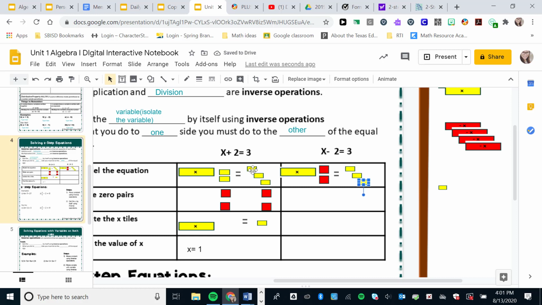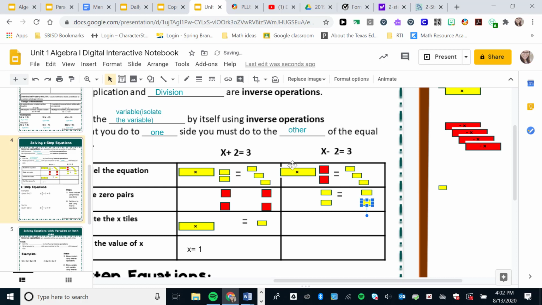Okay, so now I have to do the zero pair, but because I have a minus 2, I have to use inverse operation. So instead of using the negative 1 like I did here, I have to use positive. That is my zero pair. It's the opposite operation. So because I have negative 2, I have to do 2 positive units, right? And so what I do to one side, I have to do to the other side of the equal sign. So I'm going to duplicate these and I'm going to move it to this side because I have to do it to both sides.